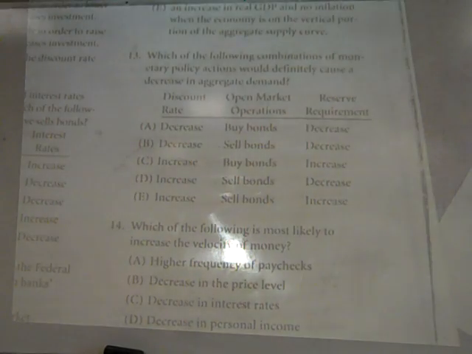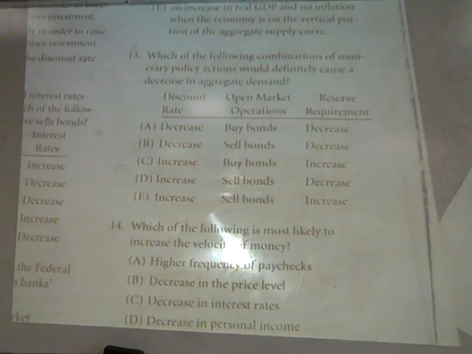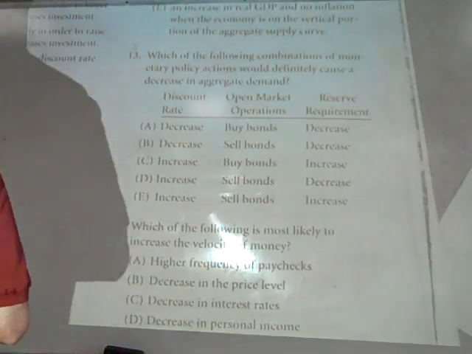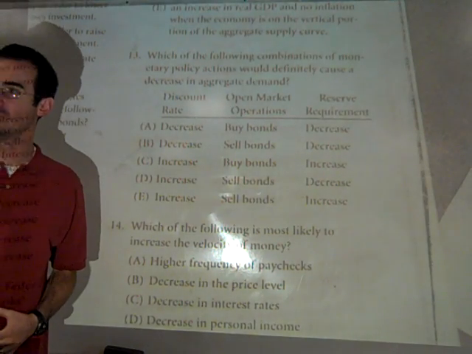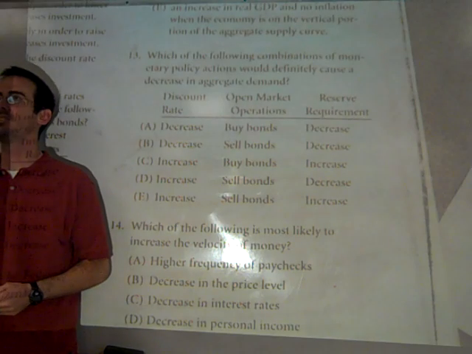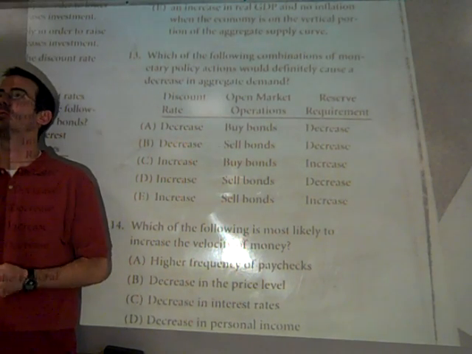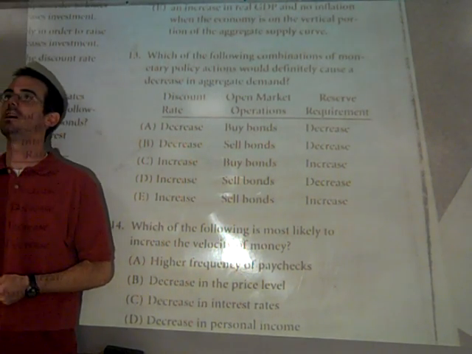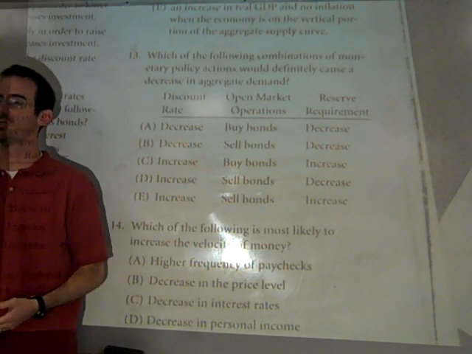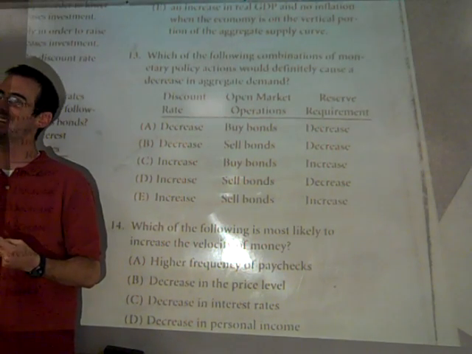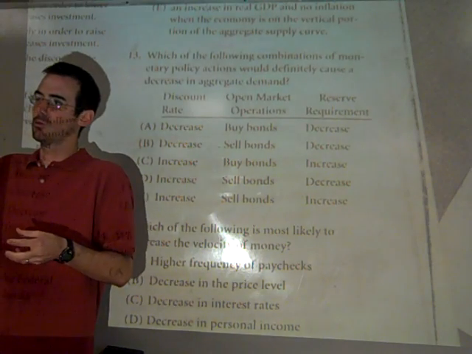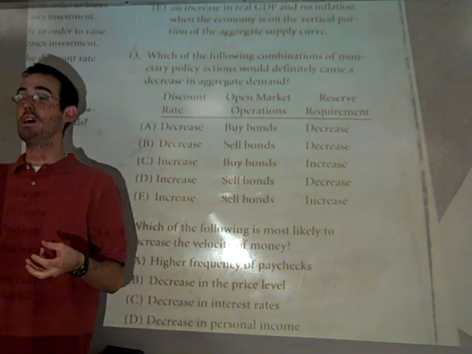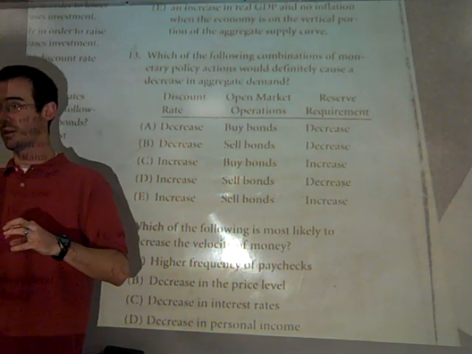Just to check. Which of the following combinations of monetary policy actions would definitely cause an increase in aggregate demand? Alright, so I'm looking for expansionary policies. The way I think about it is I think about, well, buy or sell government bonds. If I'm the Fed and I buy the bonds, the money goes into the system. That's expansionary. And then the other two things, I want to make it easier on banks. I want to loosen the screws. If it's expansionary, I want to loosen the screws. I want to make things easier. If it's contractionary, I want to tighten the screws and make things harder on banks.